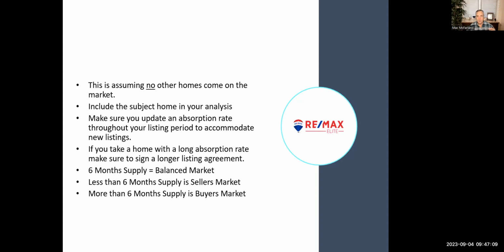And understanding what a balanced market is, a seller's market, a buyer's market. This uses 6 months. So if we have a 6-month supply, we have a balanced market. If we have less than 6 months, we have a seller's market. If we have more, we have a buyer's market. Just for the purpose of this class, is it possible on the north side of Corpus Christi, we could have a seller's market, and on the south side, we could have a buyer's market? Is that possible?